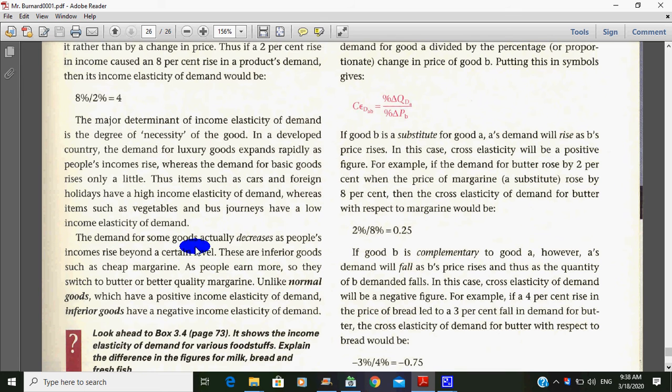The demand for some goods actually decreases as people's incomes rise beyond a certain level. These are called inferior goods, such as cheap margarine. As people earn more, they switch to butter or better quality margarine. Unlike normal goods, which have a positive income elasticity of demand, inferior goods have a what? Negative income elasticity of demand. Please remember these terminologies, read them carefully.